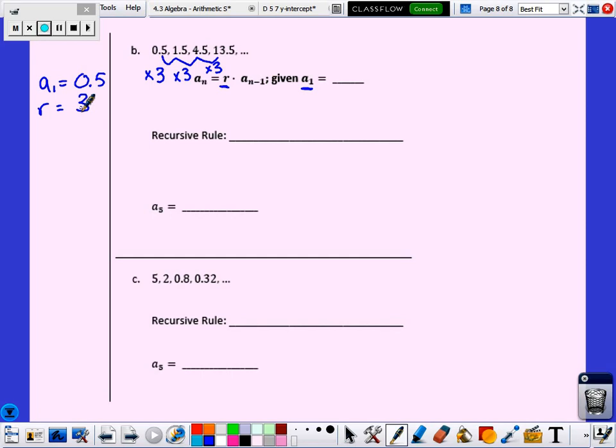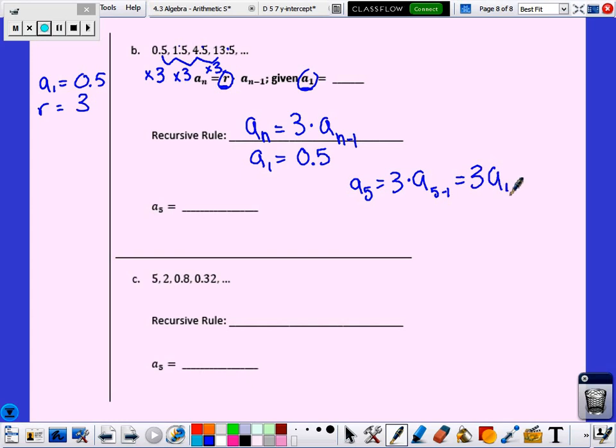Okay, then I just plug in the ones that I needed to for my equation, and I get a sub n equals, common ratio is 3, times a sub n minus 1, given that a sub 1 is 1/2. Okay, now since I already know the first 4 terms, I can take my rule, and I know I need to solve for a sub 5. Well, a sub 5 is going to be 3 times a sub 5 minus 1, or the term before it, so 3 times a sub 4.